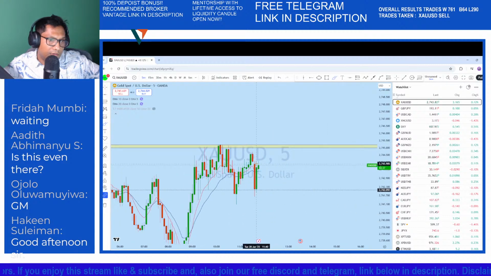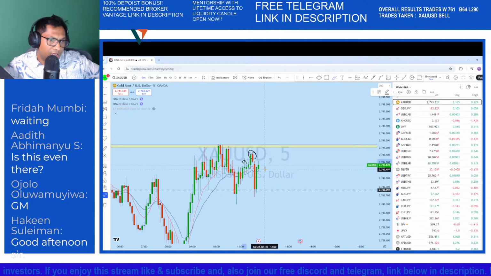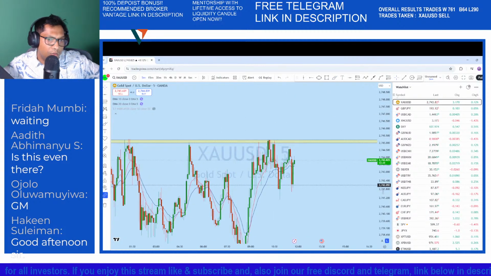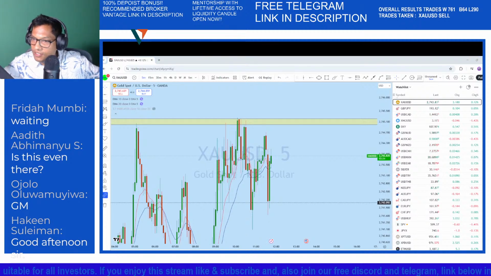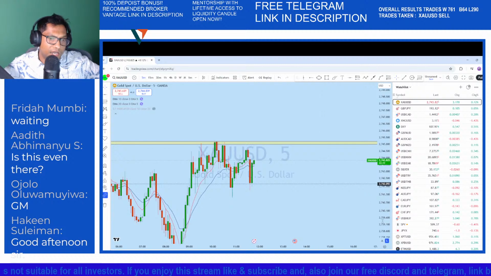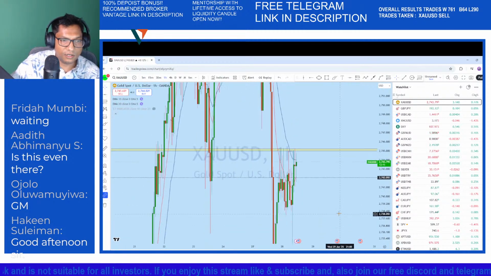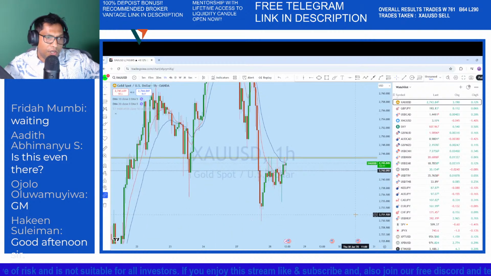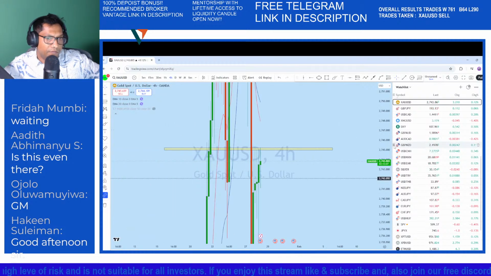And here we can see there is a potential head and shoulders. With that head and shoulders, what we can expect is that it's currently sideways, and I think the market may push towards the downside here with another momentum potentially.